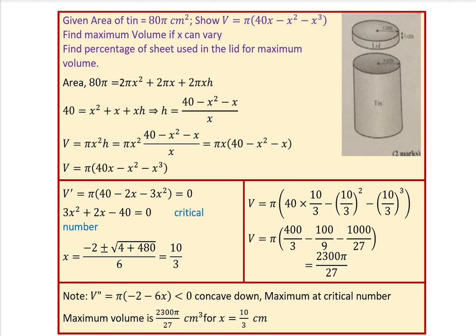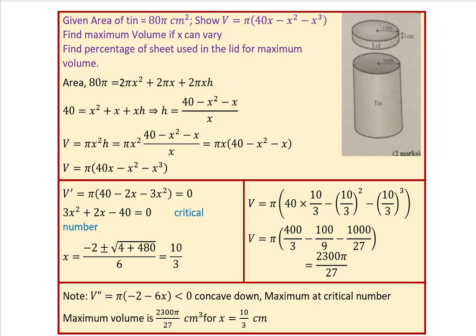So here I have enlarged a bit. So again, we are given that the area of the tin is 80 pi centimeter square. We need to show that the volume is pi times 40x minus x square minus x cube. The maximum volume of the container if x can vary. So only thing which can vary is x, all other things are fixed. Find percentage of sheet used in the lid for maximum volume.